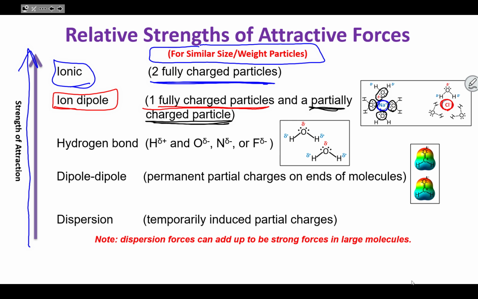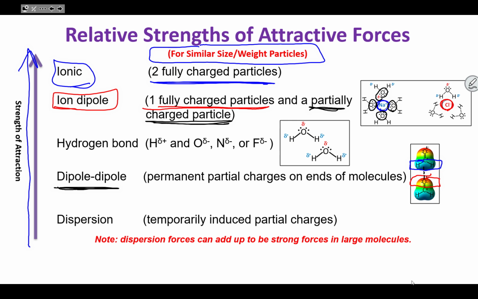Next, I want to skip down to dipole-dipole forces. So dipole-dipole forces occur between electron deficient and electron rich sides of molecules, and you can just think of those as permanent partial charges. And so the example I gave is between, for example, this electron rich oxygen and electron deficient side of the molecule, which is the hydrogen side of the molecule, and that was the dipole-dipole force. So those are not full charges.